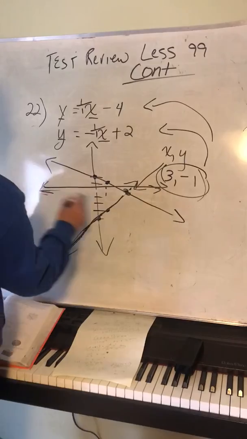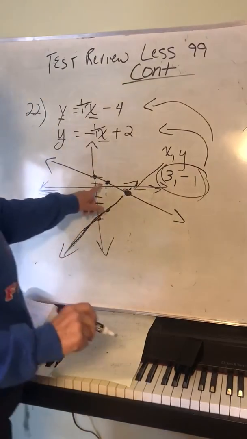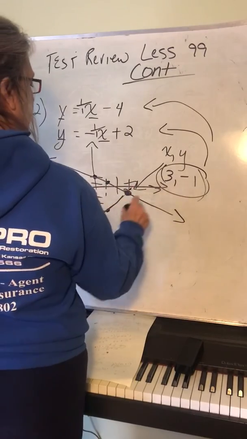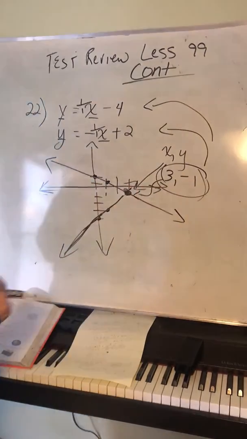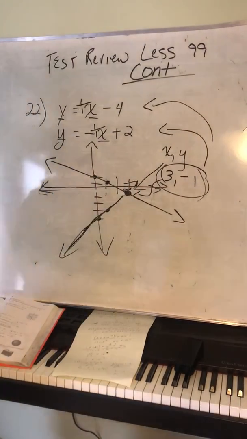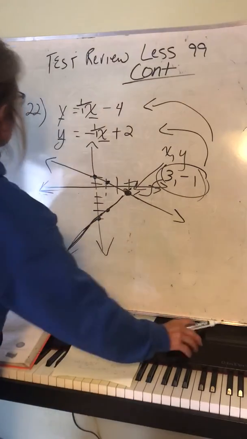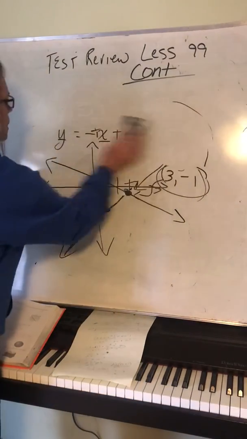So let me fix that. So it's a little down. It's 3, 1, 2, 3, negative 1. That's that point right there. Okay, that's number 22. Let's look what's next. 23, we're not doing 24. Scientific notation. Let's do this one.